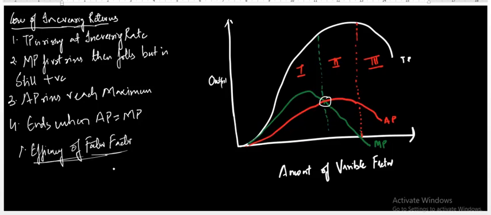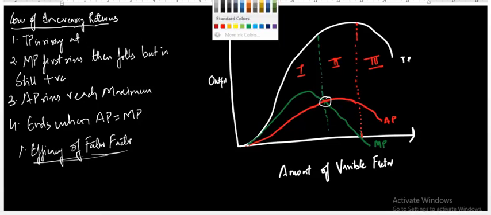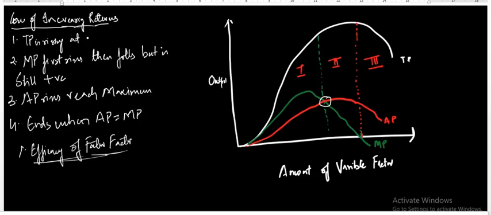The total output is increasing because the efficiency of the fixed factor is improving. Now, the second stage is the stage of diminishing returns. What happens in this stage is that the total product is again rising, but it is rising at a diminishing rate.